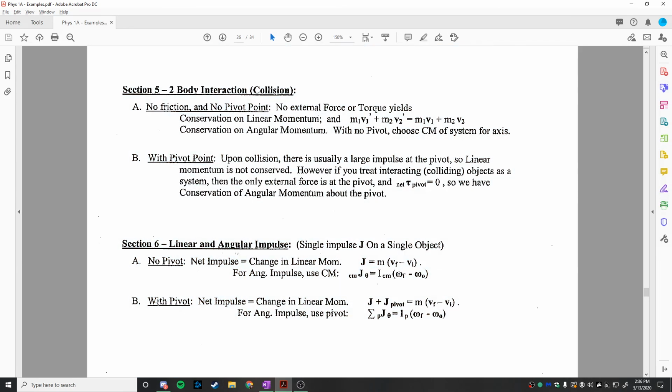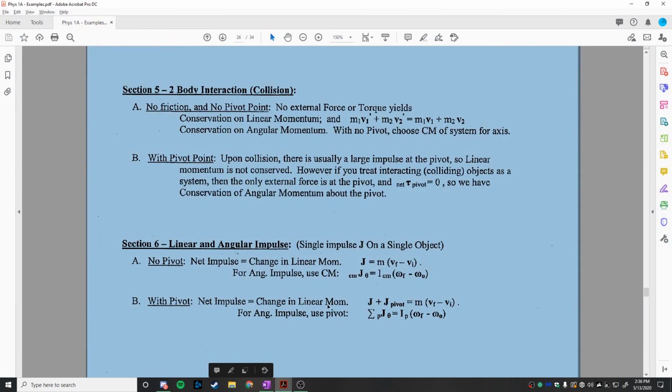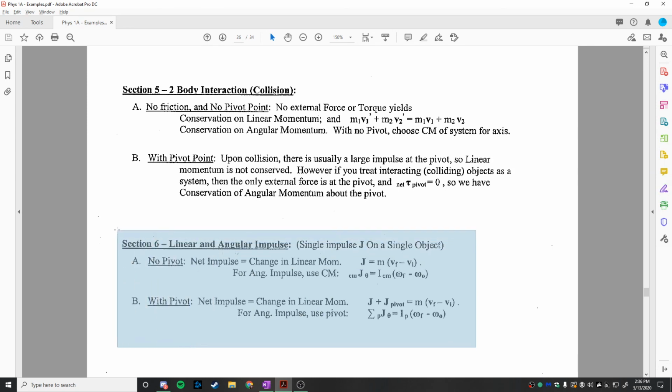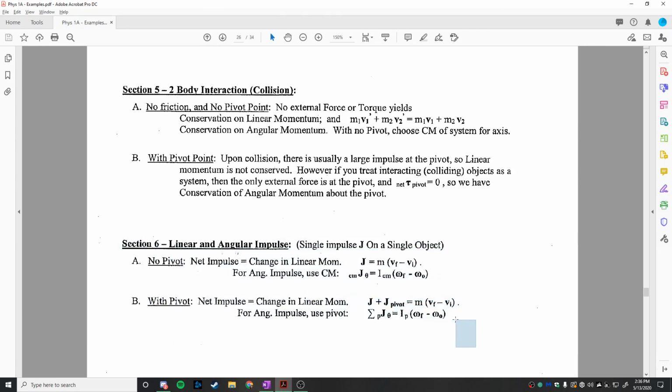The first thing we're going to do, though, is a problem with a pivot. In this case, the net impulse is the change in linear momentum. And what happens is there's going to be an impulse at the pivot. So the sum of those is going to be the change in linear momentum. And then for angular impulse, we use the pivot: moment of inertia about the pivot, etc. I don't pretend to think that any of this stuff is super clear. I'll just show you how we do it, and I hope that the application helps you to understand what these things mean.